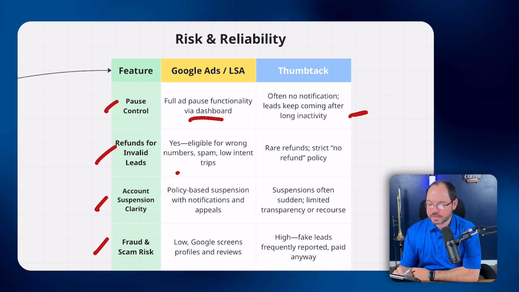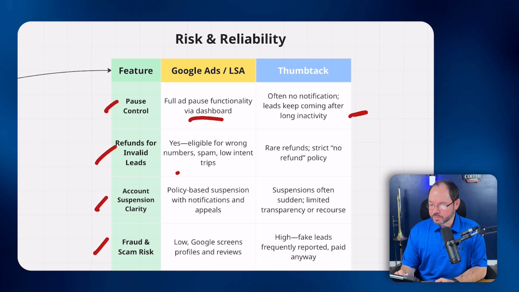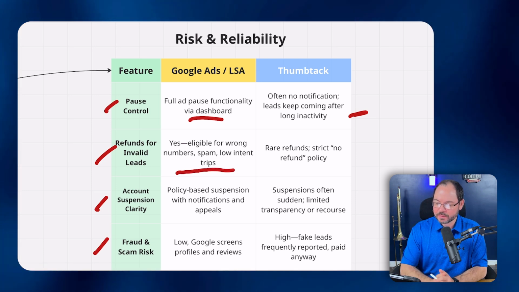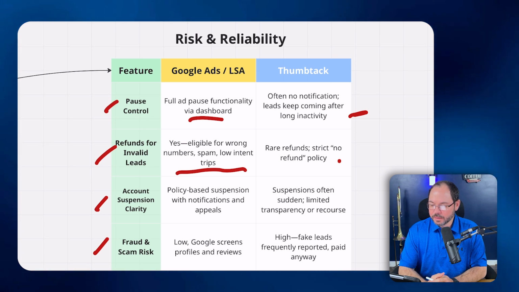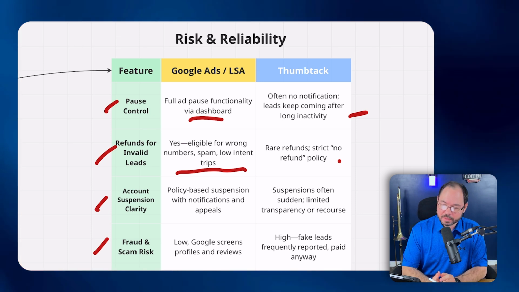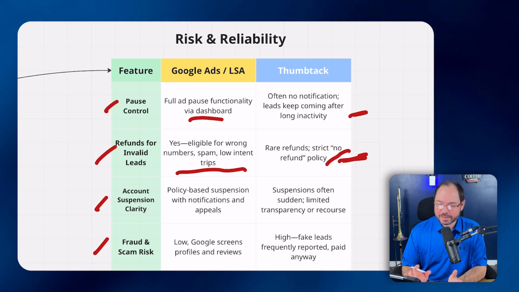Next, refunds. So refunds for invalid leads. Yes, you're eligible for wrong number, spam, low intent trips, right? When it comes to Local Service Ads and Google pay-per-click, or you can make the adjustments on the ad side there. Rare refunds, a strict no refund policy when it comes to Thumbtack. They're basically like, you know the risk, that's it.